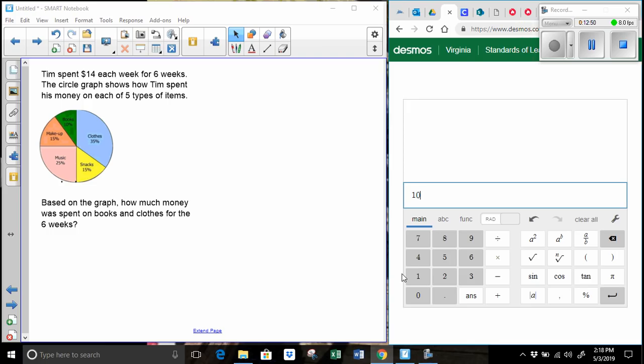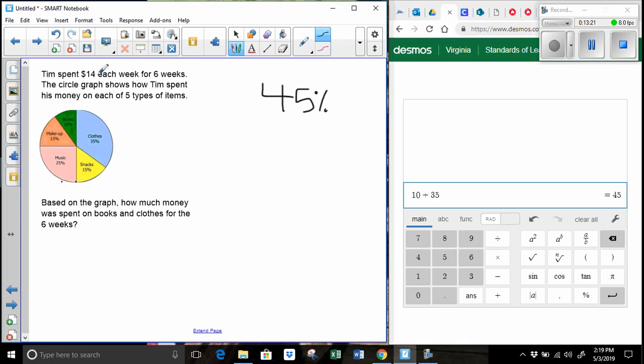So we would have 10 plus 35. You do not need to hit this percent key or anything like that right now. So you notice that gives you 45. So that's 45% for books and clothes, and excuse my handwriting. But it's not asking the percentage. It wants to know how much money was spent on books and clothes for the 6 weeks. So we need to know how much money was spent altogether first.